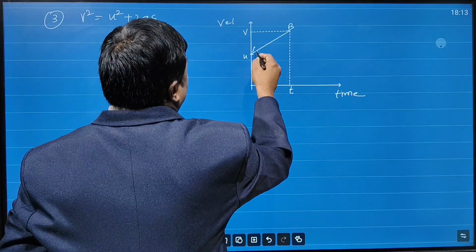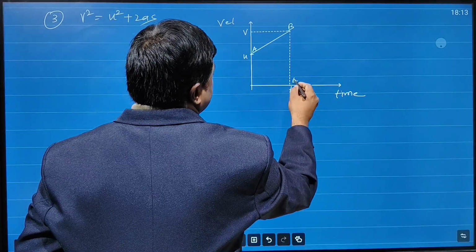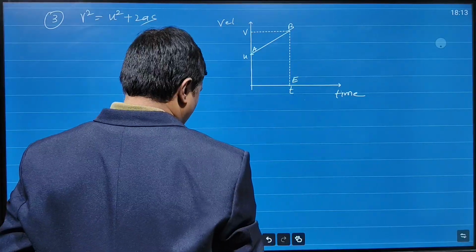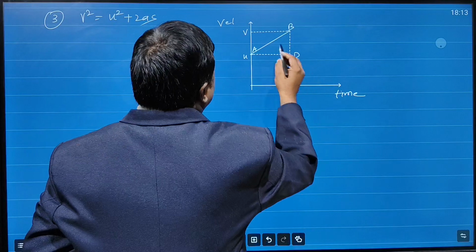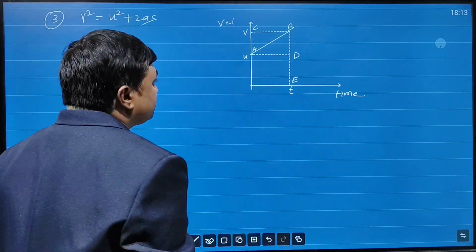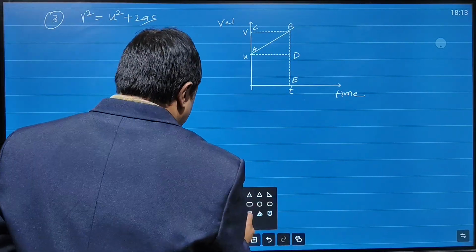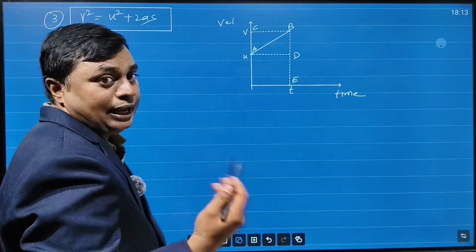This is U, this point is A, B. You can mark this as a point E. Draw one perpendicular here. This perpendicular is D. This point is C. So to derive this third equation of motion, we are going to take the same concepts.